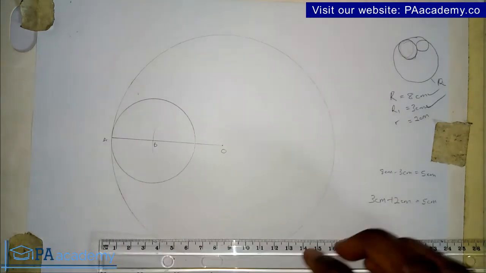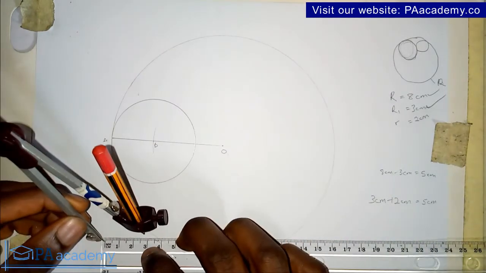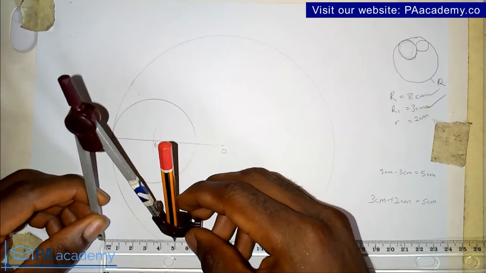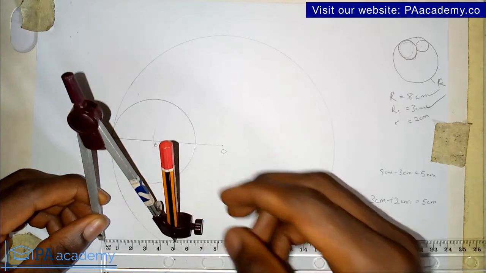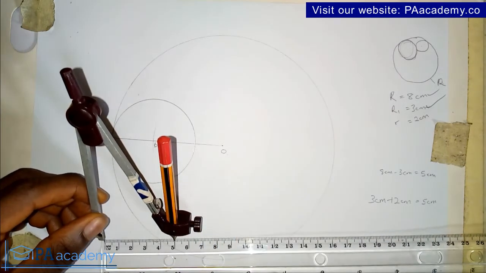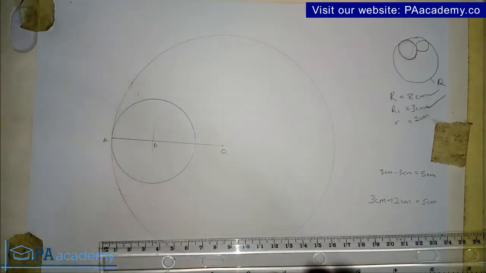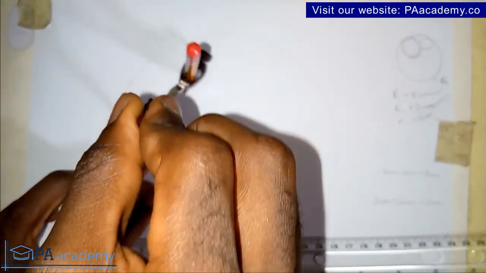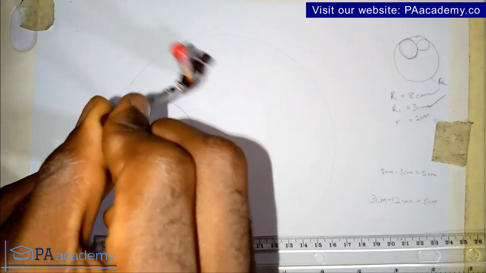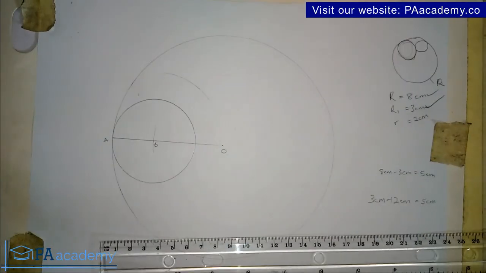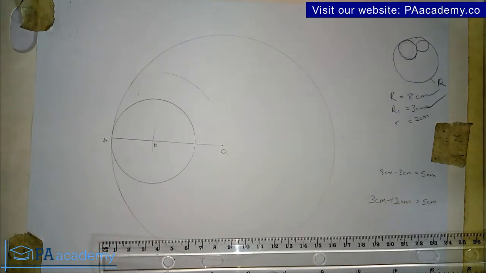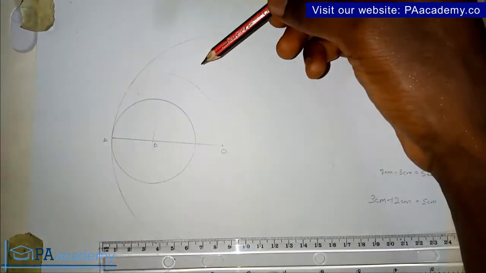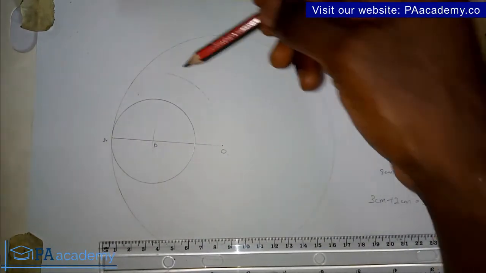So you pick your compass and measure 5 centimeters. I already have my 5 centimeters. You place your compass on point B and draw an arc. So this is the arc I've just drawn.